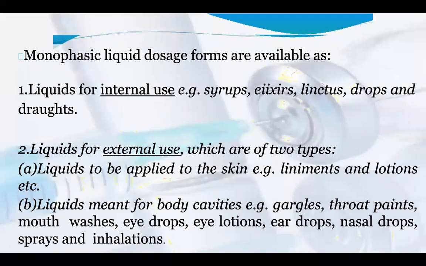Now understand the different things in that. First are syrups, elixirs, linctus, drops, and draughts. For liquid external use, you may have liniments and lotions. Liquids meant for body cavities: gargles, throat paints, mouthwashes, eye drops, eye lotions, ear drops, nasal drops, sprays, and inhalations. These are the various types of liquid dosage forms.